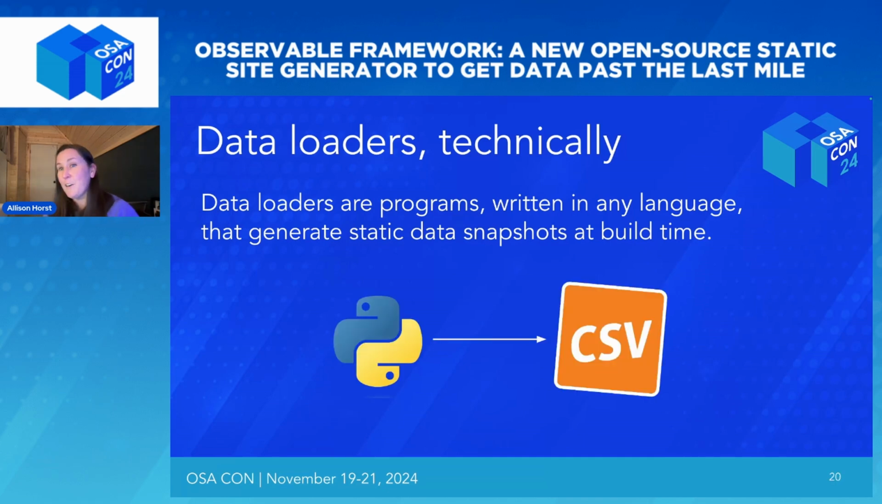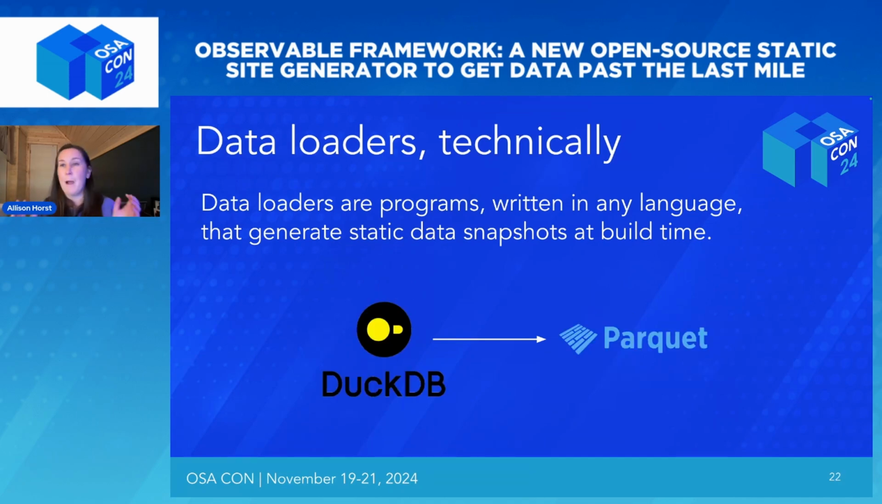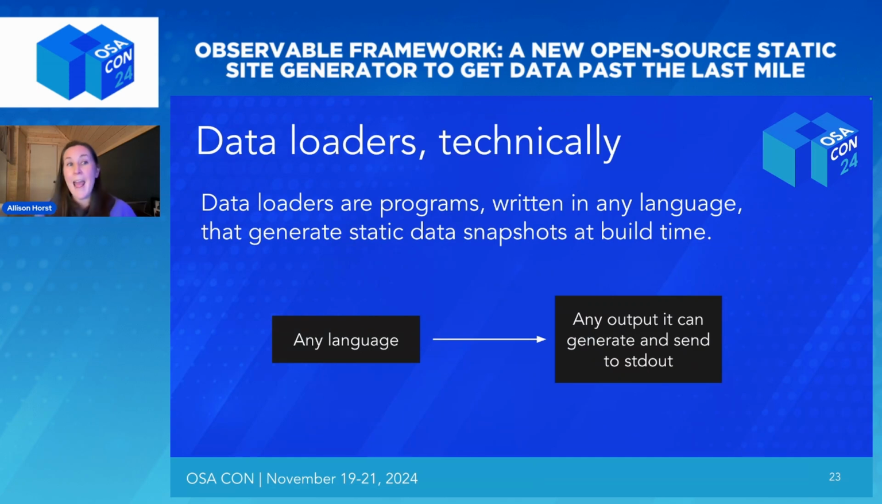That means that a data loader can be a Python script that accesses data from an API, does some wrangling, and returns a CSV. This could be an R script that queries a database, runs some regression, and visualizes the output, then generates an image like a PNG file. That can be a data loader. It could be a query powered by DuckDB that returns an aggregated subset of data in Apache Parquet format. That can be a data loader, or truly any other program in any language that can write the output to the standard output stream so that it works with the framework's routing. So that's really all a data loader is.